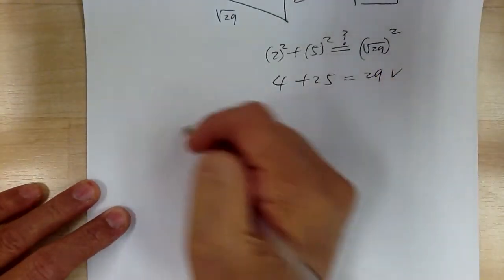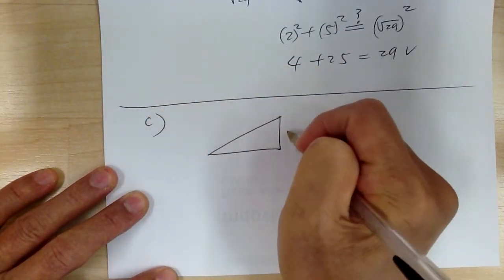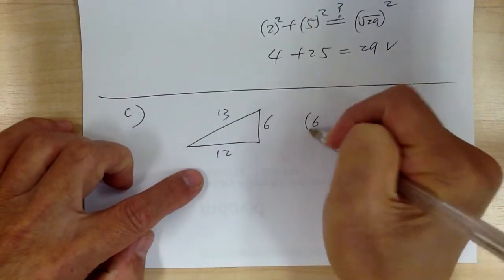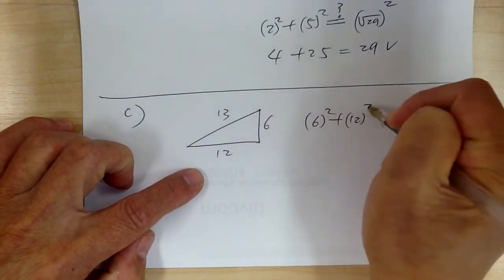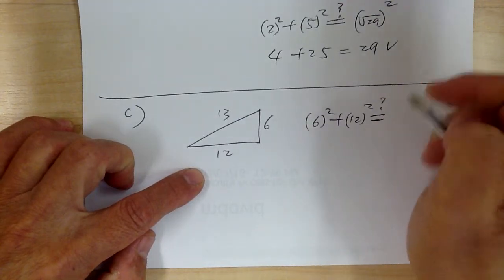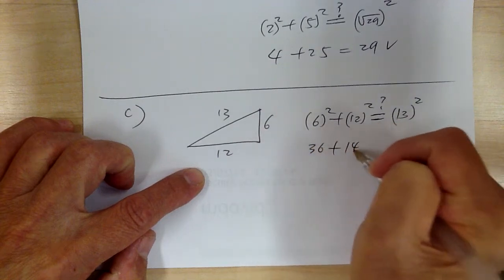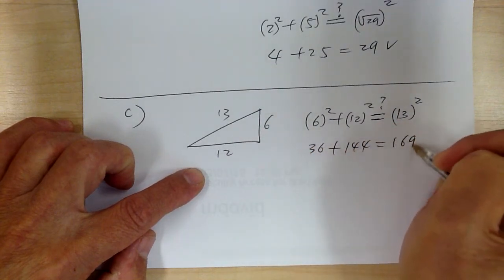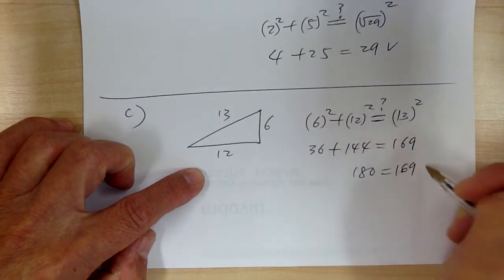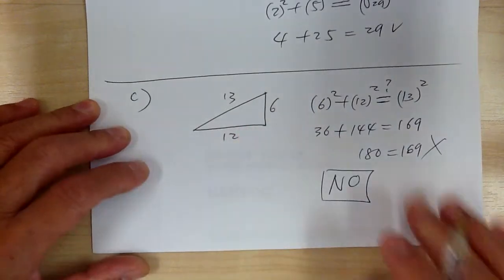Okay, let's go to C. So let's check. So 6 squared plus 12 squared. Again, you don't know yet, so that's why you put a question mark. So 36 plus 144 equal to 169? So 180 equal to 169. No. So this is not a right triangle. Okay.